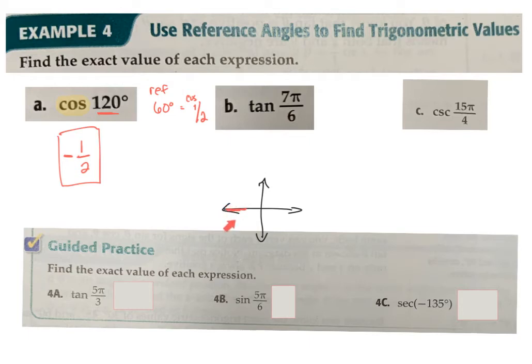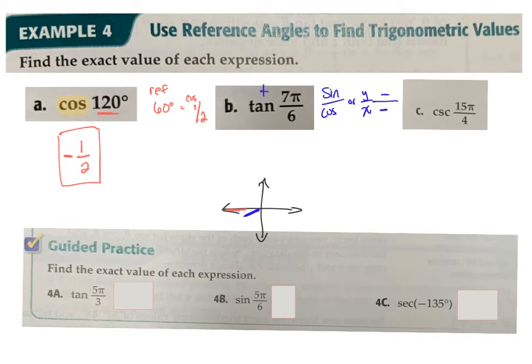Third, all right? Tangent is my sine over my cosine, or my y over my x, right? Sine is your y value, x is your cosine value. So in this quadrant right here, what is my x, positive or negative? Negative. What is my y, positive or negative? Negative. So my tangent is going to be positive in this quadrant, right?